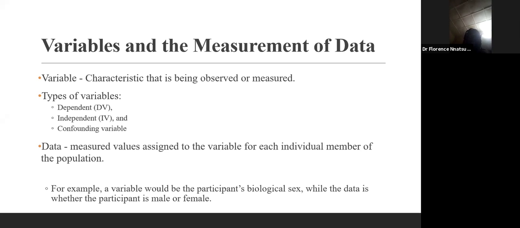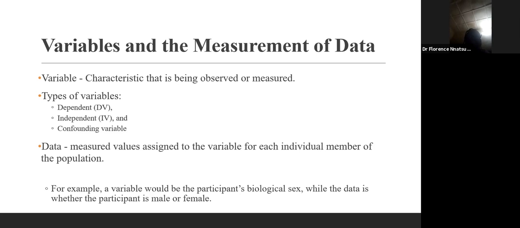Variables and measurement of data. It is good as a pharmacist to have an understanding of variables. Variables are characteristics that are being observed or measured. We have types of variable: dependent variable, independent variable, and confounding variable.